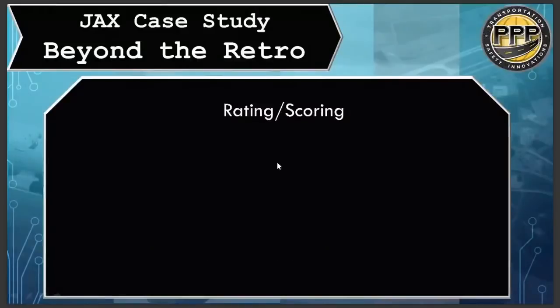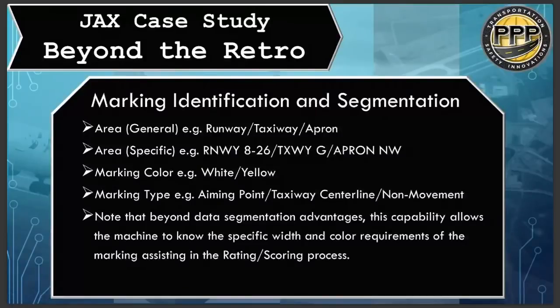So by doing this, we can segment that data and say, for instance, if you wanted to know how much white you were going to have to replace, you could run that. You could say, well, where did runway 826, how did it do? And what about just its aiming points? It's really nice to be able to go through that data, and you can make great management decisions with that. Beyond the segmentation advantages, this also helps the machine to know.